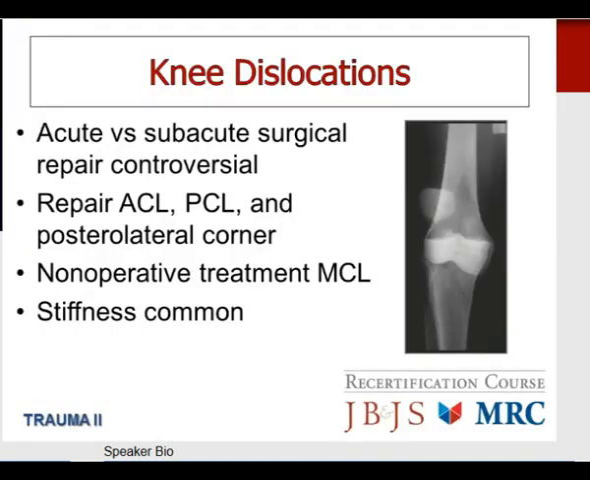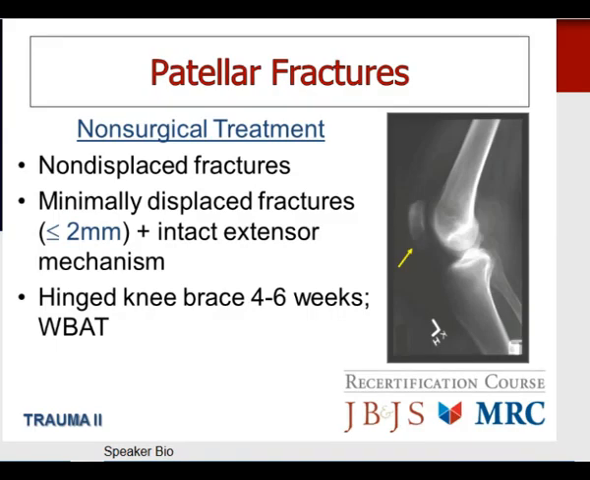For treatment of knee dislocations, the issue of repair of the multiligamentous injury acutely or subacutely remains somewhat controversial. Typically, the ACL, the PCL, and the posterolateral corner are repaired, and the medial collateral ligament injury is treated non-operatively. The most common sequela of these dislocations, ironically, is significant knee stiffness.